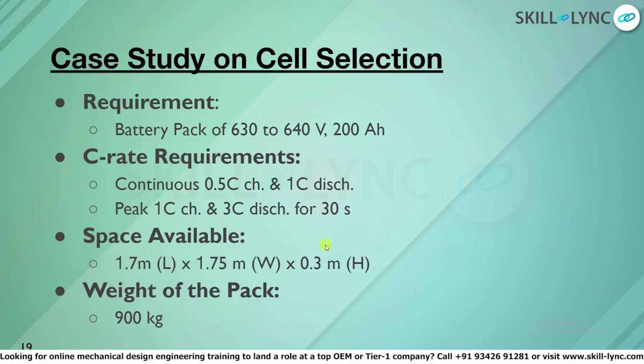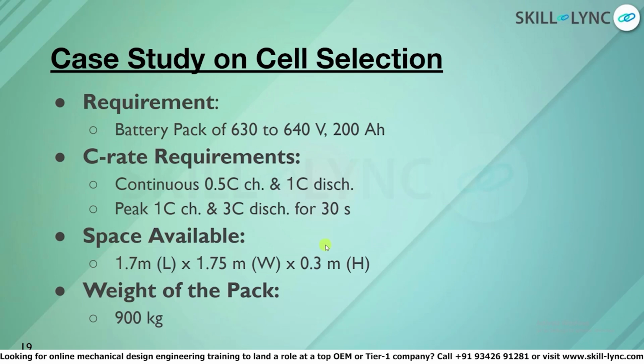That is one of the reasons why the cell delivers high currents for a short period of time, but when that happens for a longer period, the cell deteriorates quickly. So that is what cell selection is based on. It is important for everyone working on this to understand the continuous C rate requirement and the peak C rate requirement, like 1C, 2C, 3C for 30 seconds or however long it is. This has to be evaluated. And then we have the battery pack space available: 1.7 meters, 1.75 meters, and 0.3 meters height.